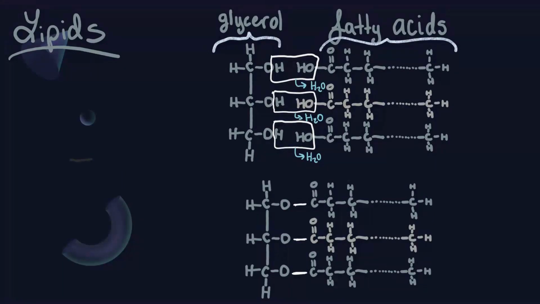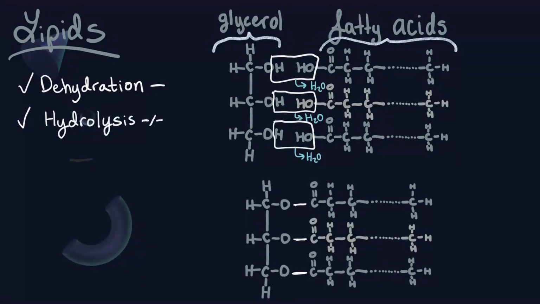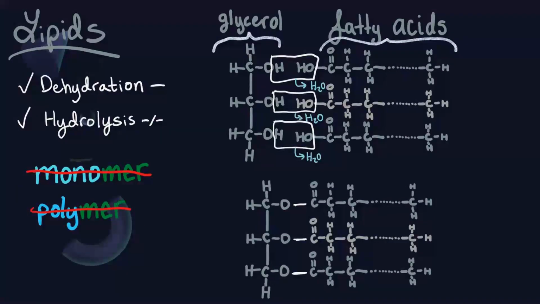Now remember, even though lipids use dehydration reactions to form covalent bonds, and they also use hydrolysis reactions to break those bonds, lipids do not actually fit the monomer to polymer model that we've been using because it's not the same subunit repeated over and over to make a lipid like it is for carbohydrates, nucleic acids, and proteins. Make sense?